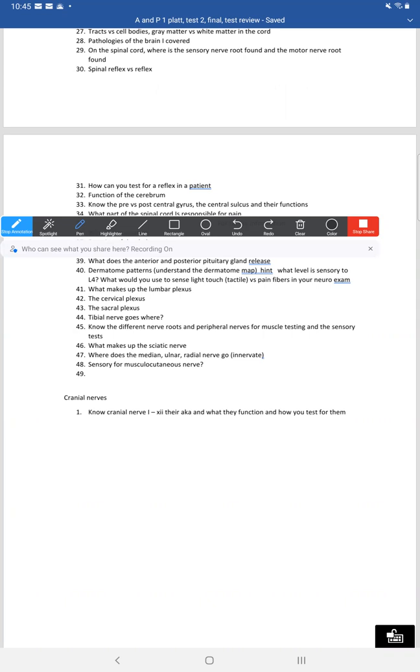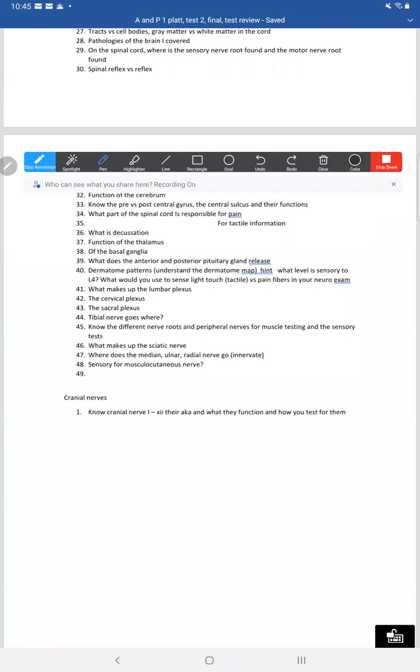And knowing your dermatomes will help you understand why a person might have some sensory issues or whatever in those different dermatome patterns. Okay, so that one you'll have to watch the video and just go back to your notes.